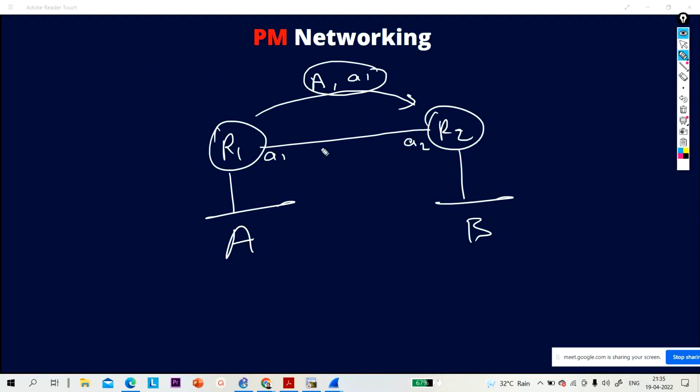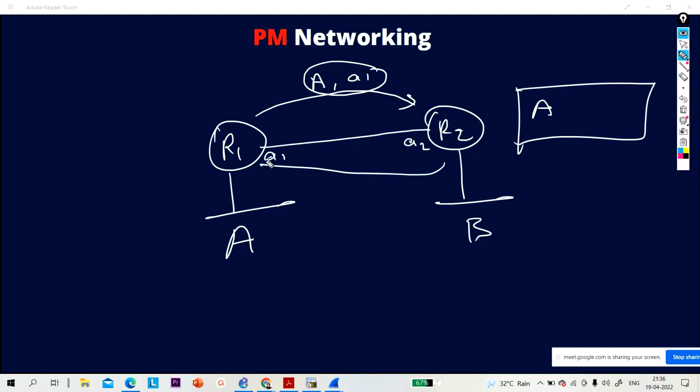Now R2 is receiving the information of network A. It is the responsibility of R2 to tell its neighbor, right? And the neighbor is R1. So R2 will also send an update with the same network A, and the next hop will be A2. Will R1 accept this or not? Tell me, will R1 accept this message or not?